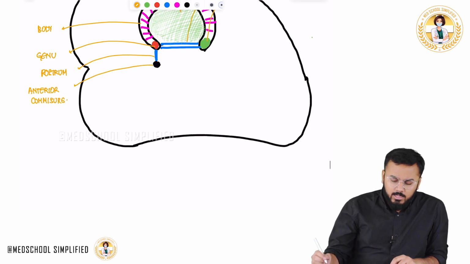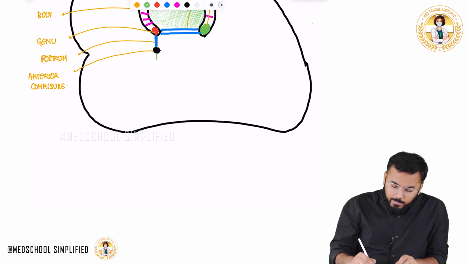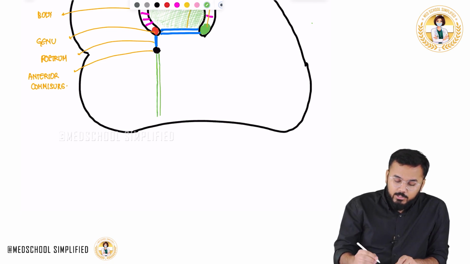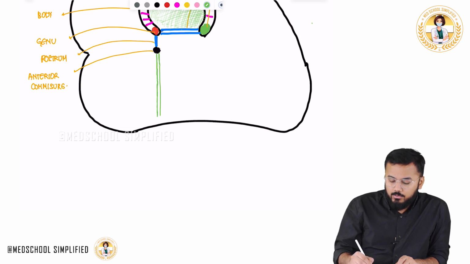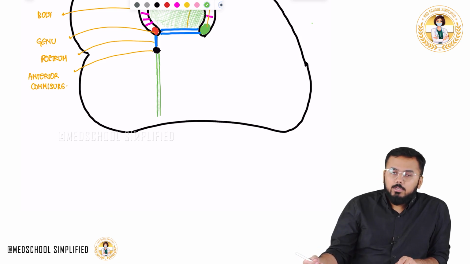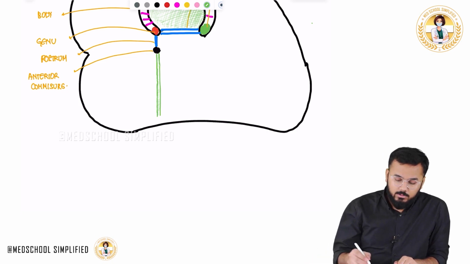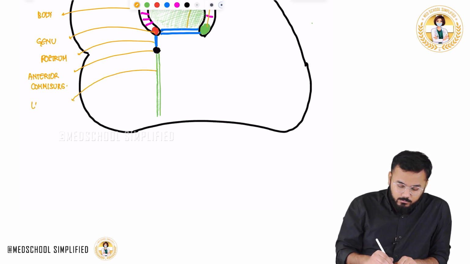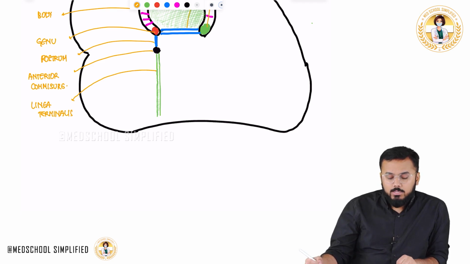Now, just beneath this anterior commissure, you see this long part which is hanging down all the way down like this. This part over here is called your terminalis. This is in the form of a straight line, so this is called the lamina terminalis. This structure over here is called your lamina terminalis.